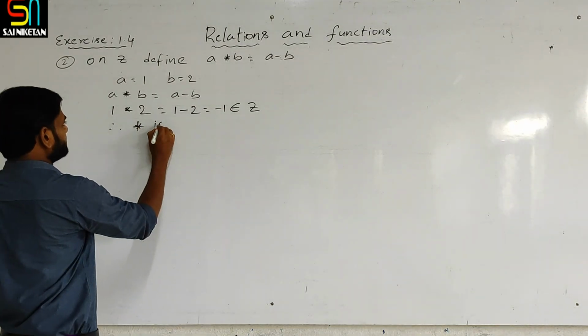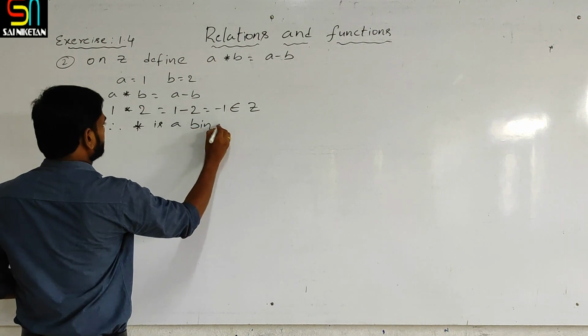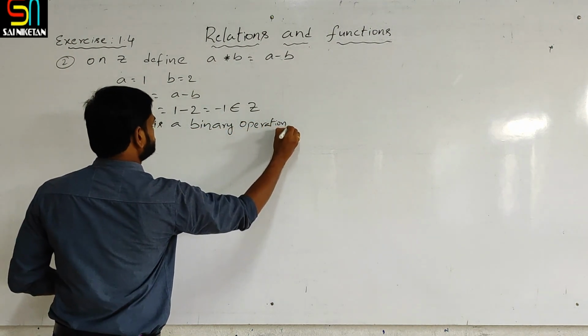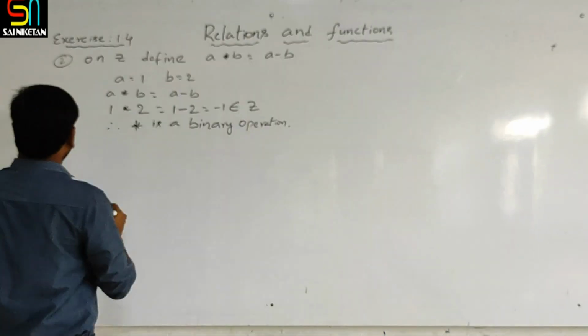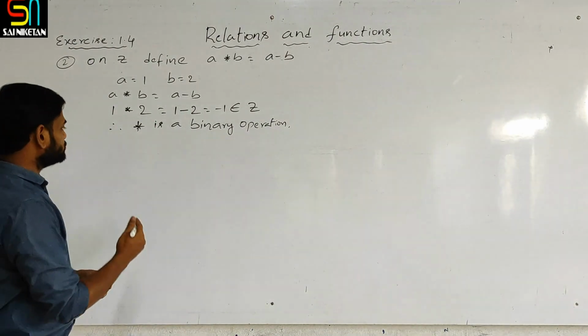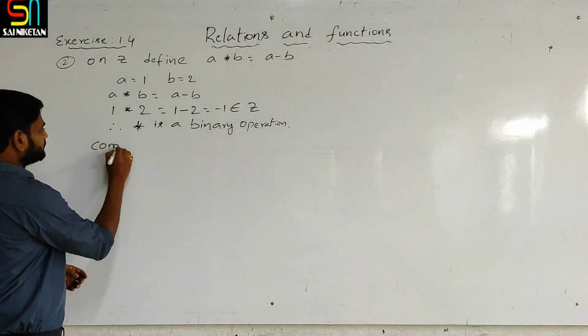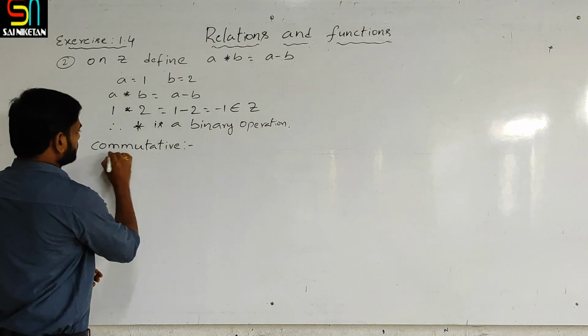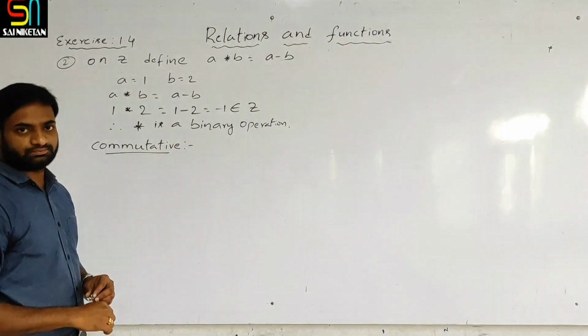Therefore, star is a binary operation. Now, binary operation is complete. Next, what do you have to check? You have to check whether it is commutative or not.